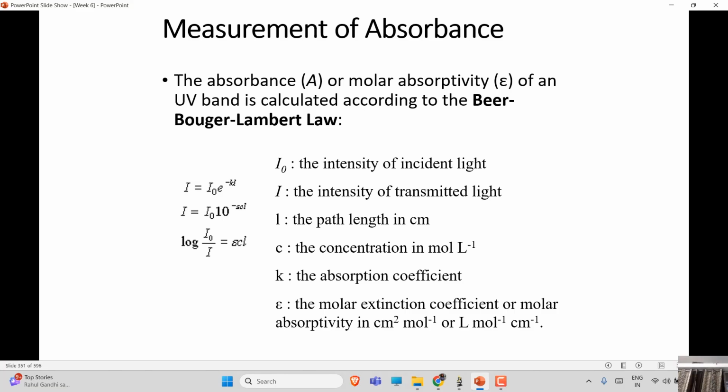Now the absorbance or molar absorptivity of a UV band is calculated according to the Beer-Lambert law. I naught is the intensity of incident light, I the intensity of transmitted light, the path length in centimeter, and the concentration in mole per liter, K is the absorption coefficient, and epsilon is the molar extinction coefficient or molar absorptivity, centimeter square per mole, and all of that.